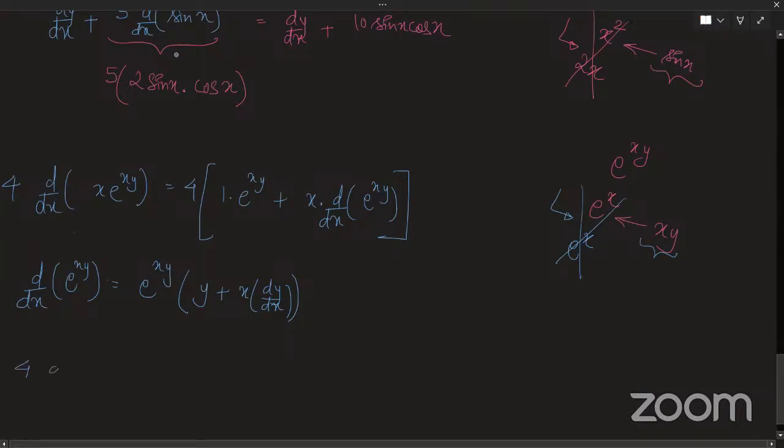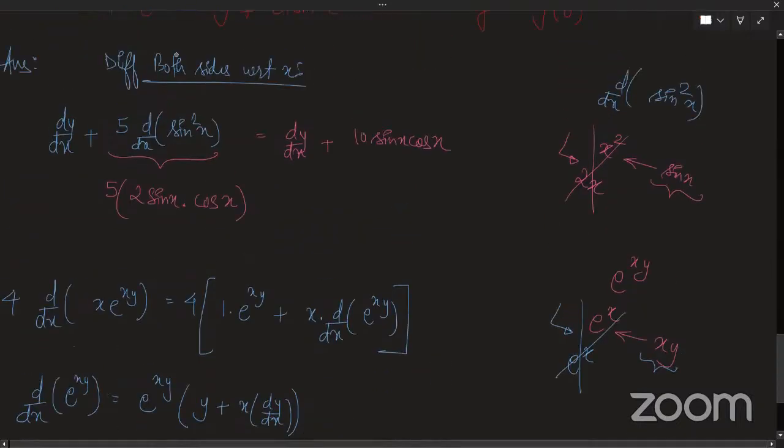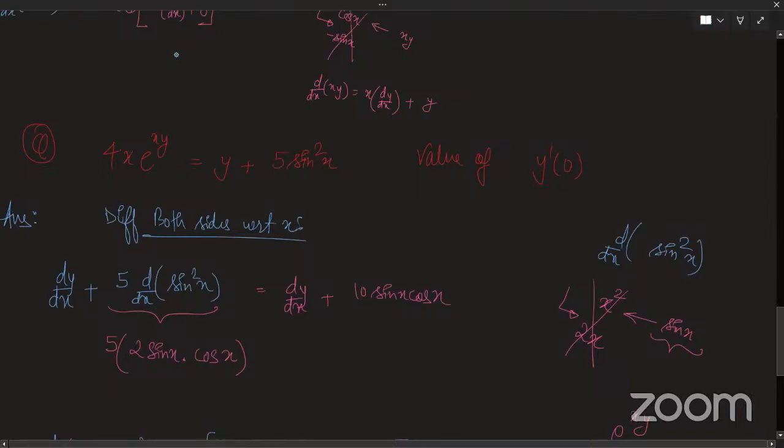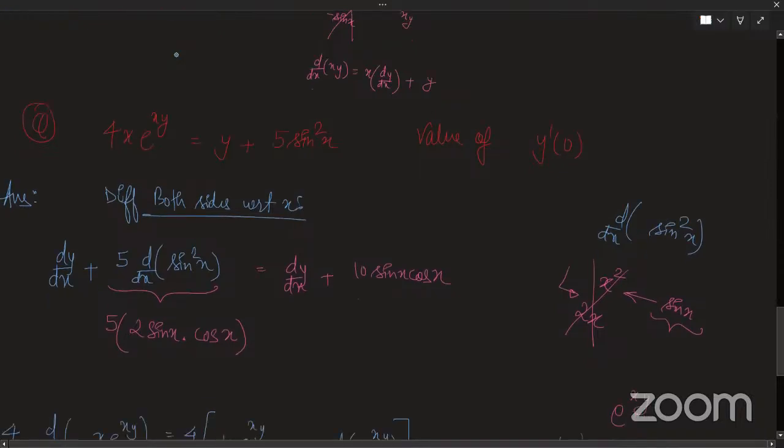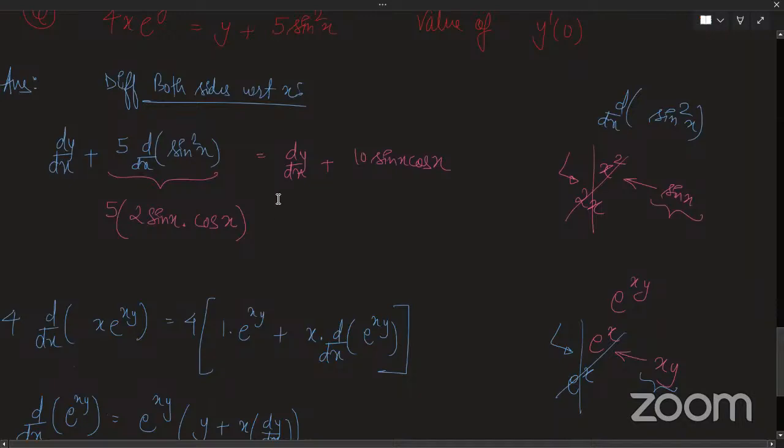So you've got 4 into dy by dx, or you can just directly write it. So this term is equal to 4 into e raised to xy plus x into, so just substitute this thing back, e raised to xy into y plus x into dy by dx. Right? I'm just substituting it back. Just a little bit of algebra. Fine. So you have got your derivative of both left and right hand side. So I'll just combine these two terms and write it.